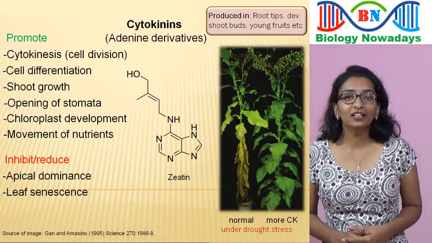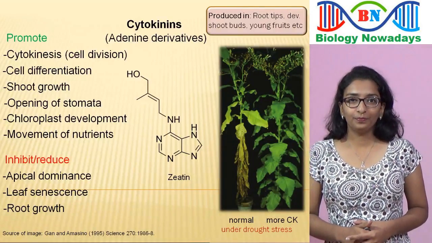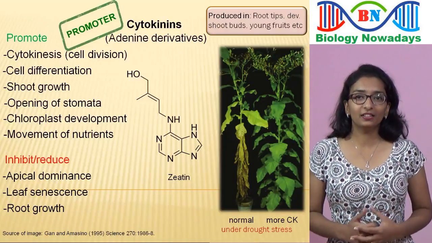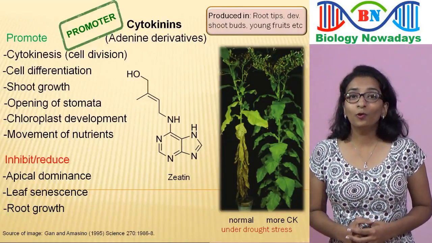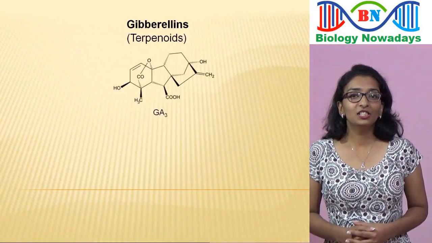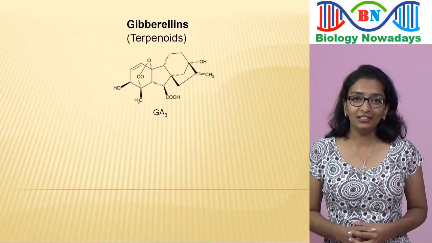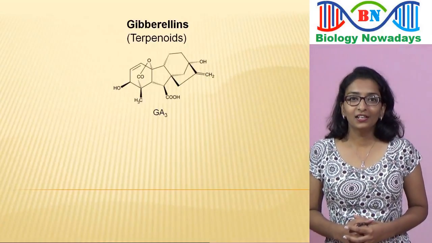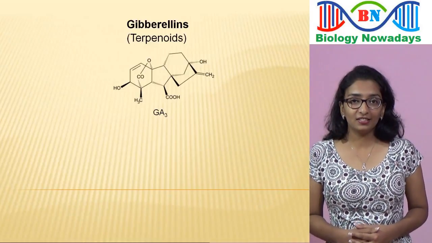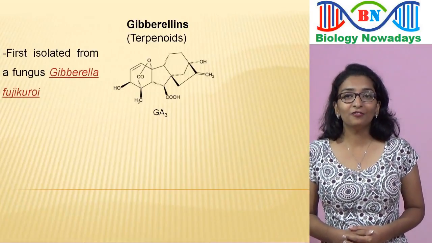However, cytokinins inhibit root growth. But overall, cytokinins are promoters of plant growth. Now, what about gibberellins? They are terpenoids. Gibberellic acid 3 or GA3 is the best known. Gibberellins got their name because they were first isolated from a fungus, Gibberella fujikuroi.